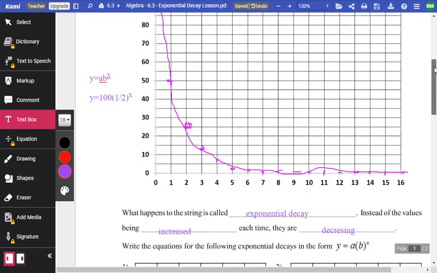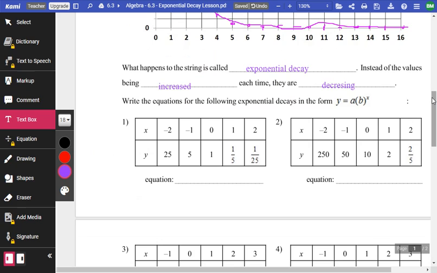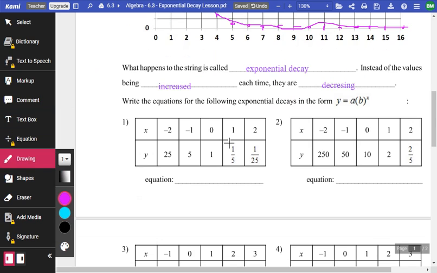Okay, so we're going to look at some more equations. We've done ones like this before. Remember, your a is wherever it's 0. And if you look, each time we're going down by 5. That's the same thing as multiplying by 1/5. So we're going to get y equals 1 times 1/5 to the x. I'm going to type this next one because that's horrible.